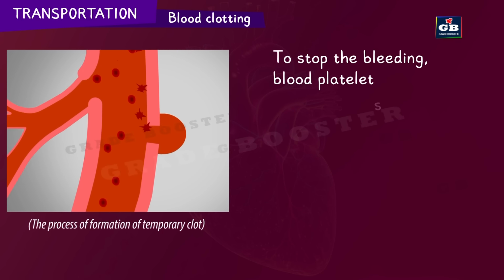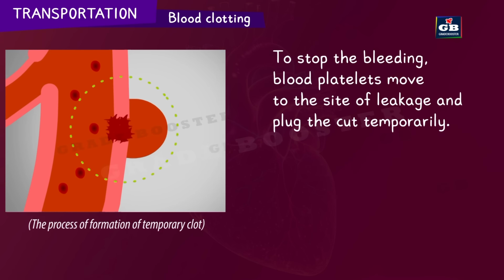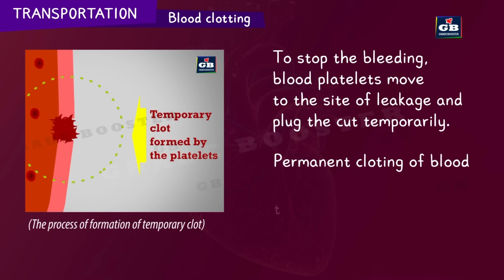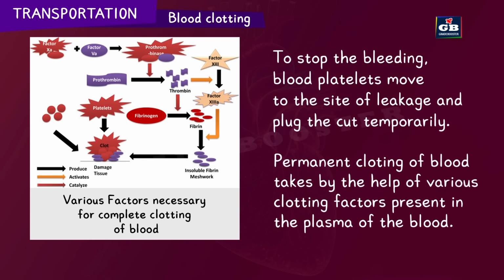To stop the bleeding, blood platelets move to the site of leakage and plug the cut temporarily. Permanent clotting of blood takes place with the help of various clotting factors present in the plasma of the blood.